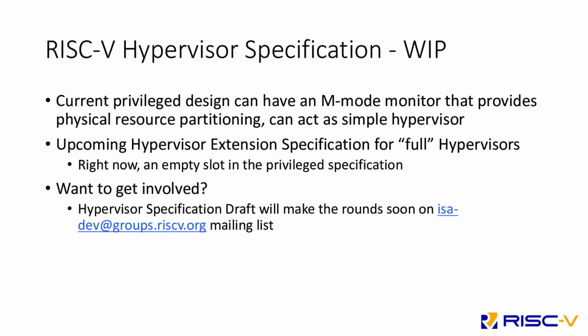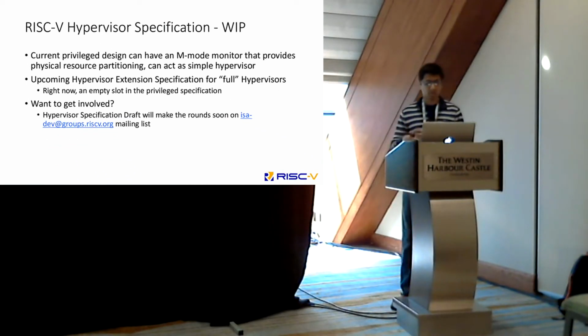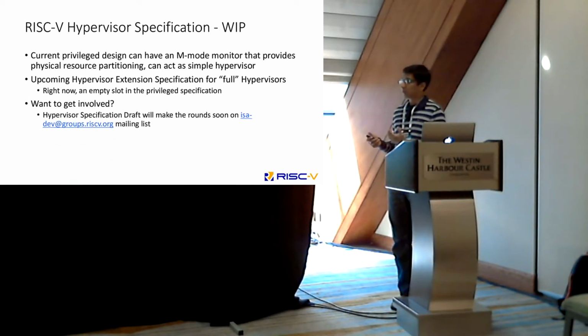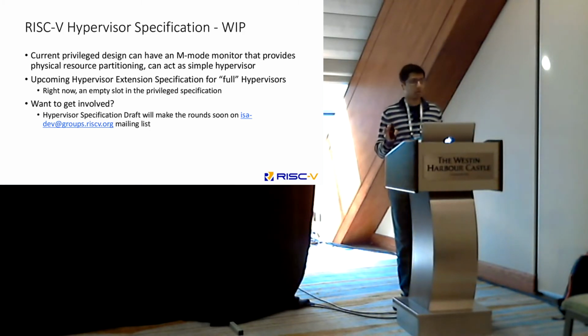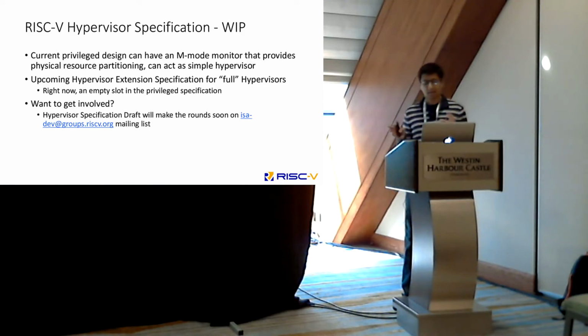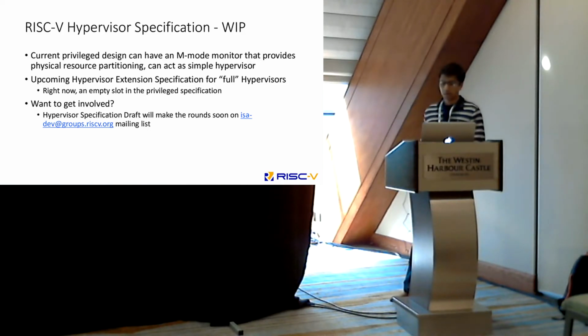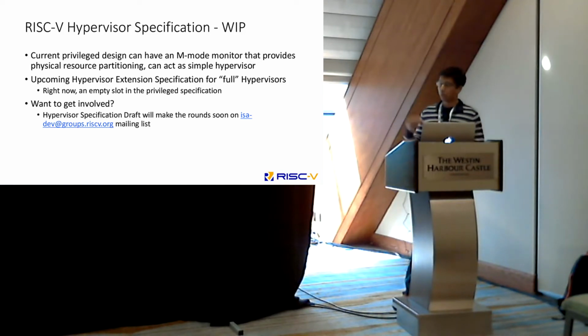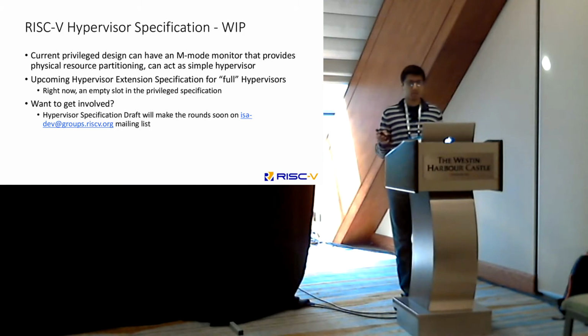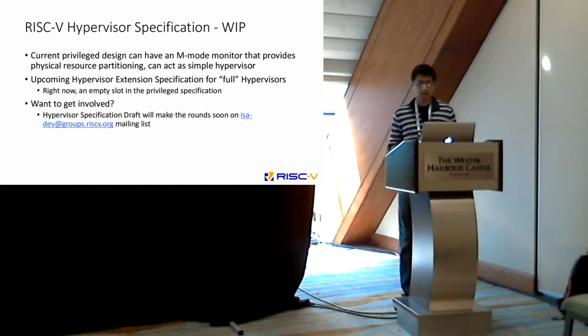So the hypervisor specification right now is an empty chapter in the privilege specification. So it's something that's kind of being worked on. Right now, what you can do with the current privilege design is have this M-mode monitor that provides very simple physical resource partitioning and can act as a very simple hypervisor. Of course, we want to have more full-featured hypervisors on top. So there will be a hypervisor extension specification. Like I said, it's an empty slot in the privilege architecture design right now.